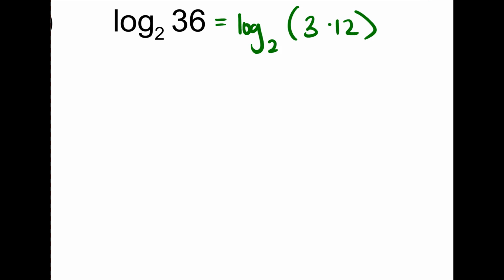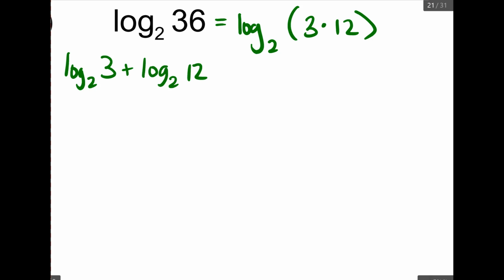So multiplying out. If you are multiplying, you take log of the first plus log of the second. Since I'm multiplying, I'll do log of the first plus log of the second. Log base 2 of 3 plus log base 2 of 12. Okay, well, I know log base 2 of 3. I already know that, so this part's good.